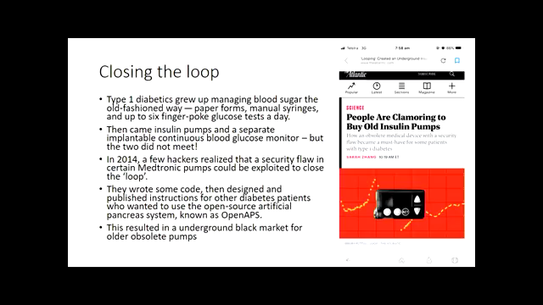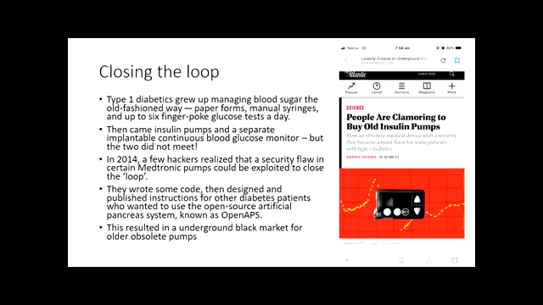I was reading about a black market for these old obsolete units of insulin pumps, and the reason that they were so wanted is because they're hackable. So they're no longer being sold, but they'd go for like thousands of dollars online. And the reason people were buying them was because they work better than the newest model of insulin pumps that Medtronic was selling.